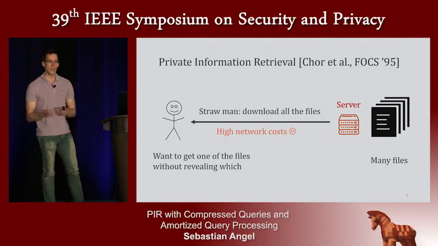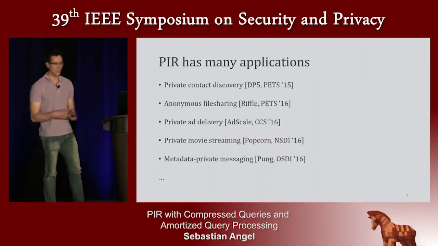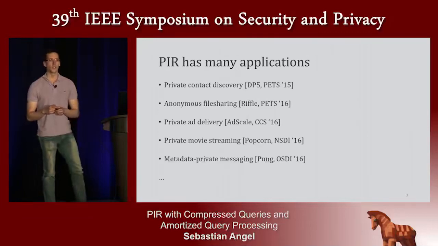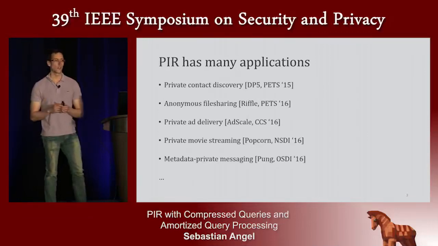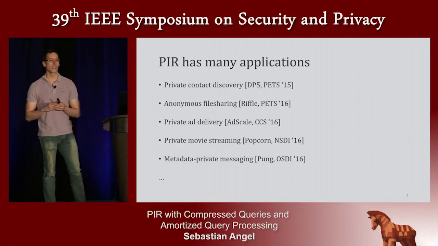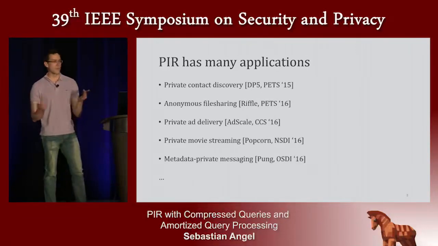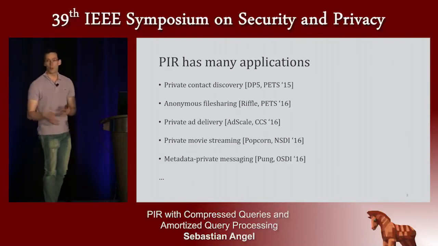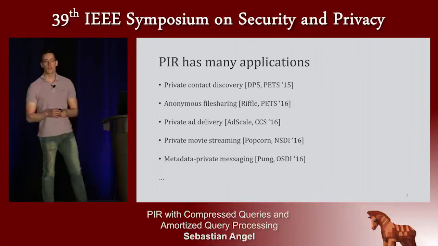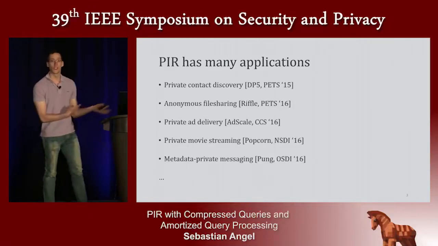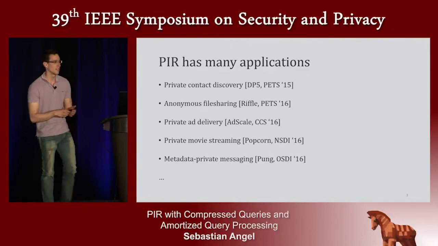And like I said, PIR is very useful and it has many applications. For example, if you want to figure out which of your friends are part of a social network, but you don't want to reveal to the social network operator who your friends are, you might use PIR for that. If you want to fetch ads without revealing which ad you fetch from the ad network, you might use PIR for that. If you want to watch a movie on Netflix, but you don't want to reveal to Netflix which movie you're watching, you might use PIR for that. So you get the point here.